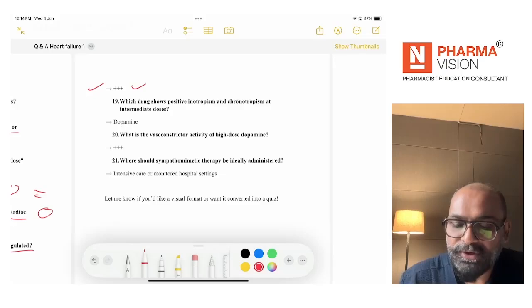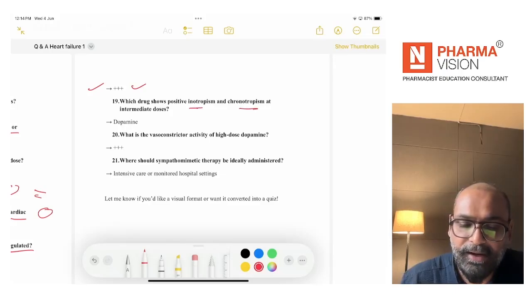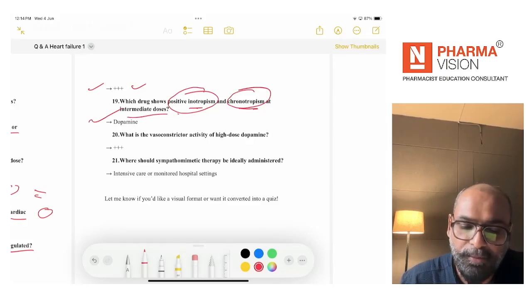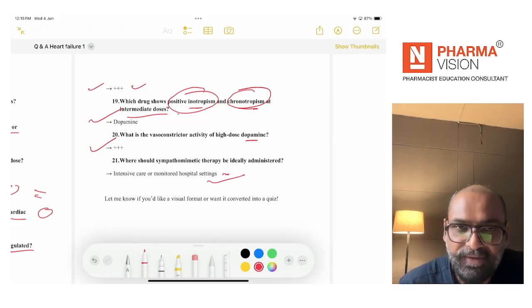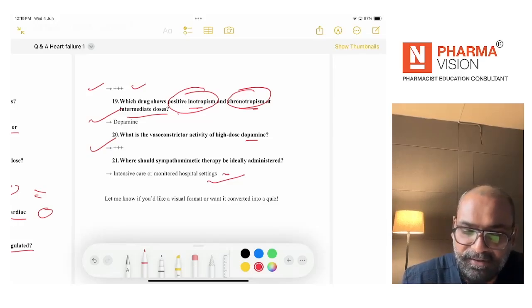Which drug shows positive inotropic and chronotropic effects at an intermediate dose? Dopamine. What is the vasoconstrictor activity of high dose dopamine? Vasoconstrictor effect. Where should sympathomimetic therapy ideally be administered? In intensive care and monitored hospital settings, because this is very risky management.